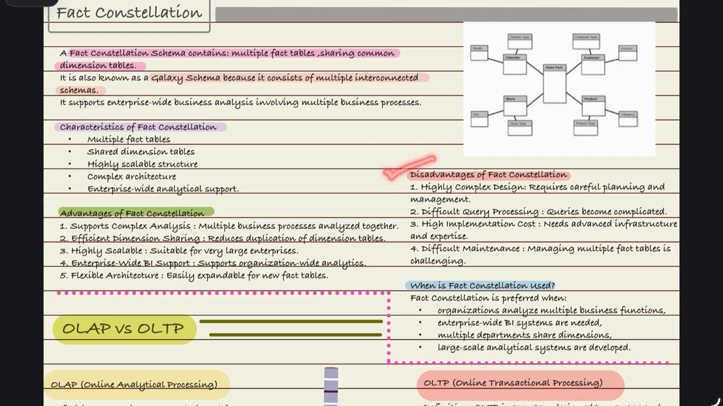And then there are disadvantages as well. It is a highly complex design. It requires absolute architectural mastery to ensure that the shared dimensions match up perfectly. All right, so you need a very good professional in order to create this type of data warehouse architecture.